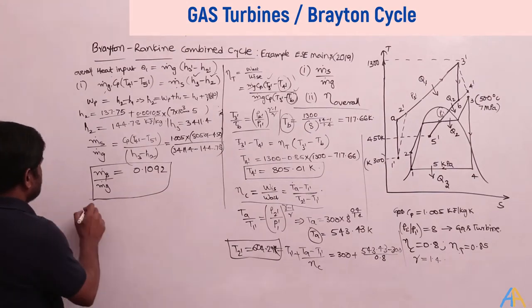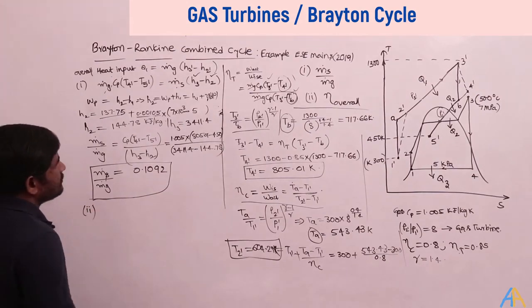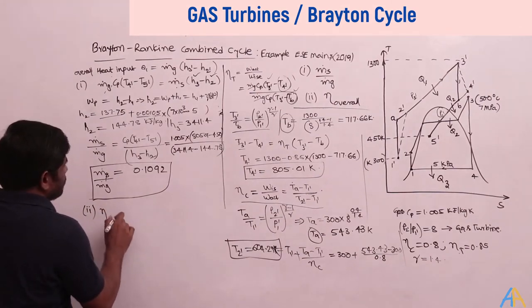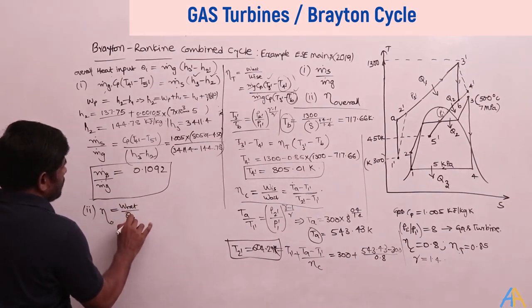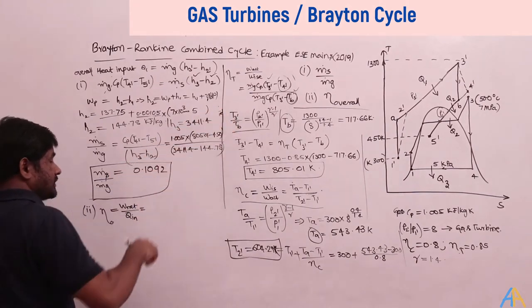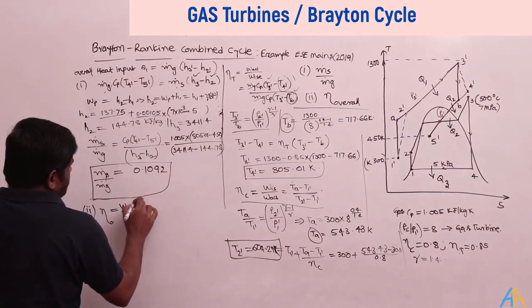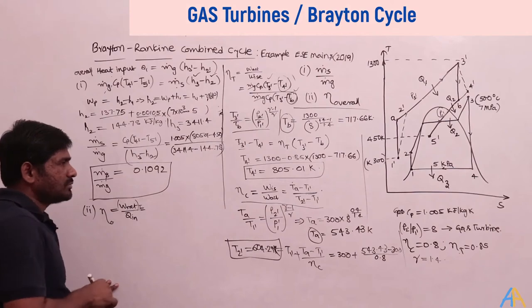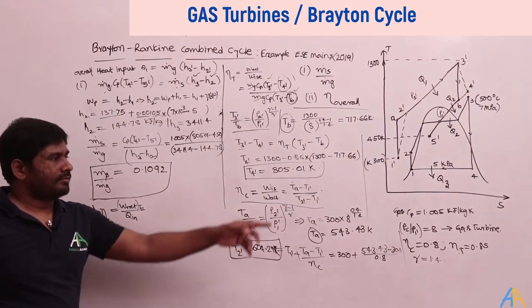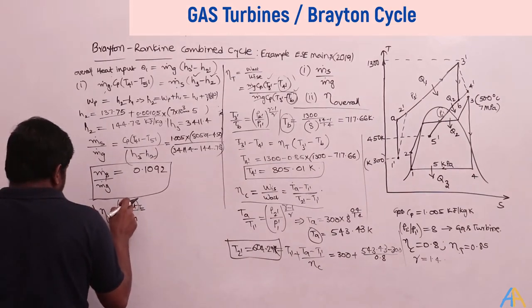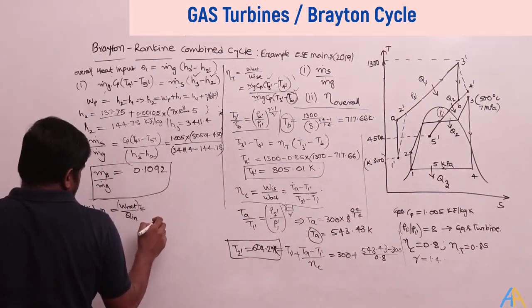Okay, so the second bit, what is the second bit? The second bit is overall efficiency. So overall efficiency, eta overall, is W net divided by Q input. Q input, W net is how much here? W net in both the cases. Okay, so W net total, I will write total. That means W net in the gas turbine plus W net in the steam turbine.